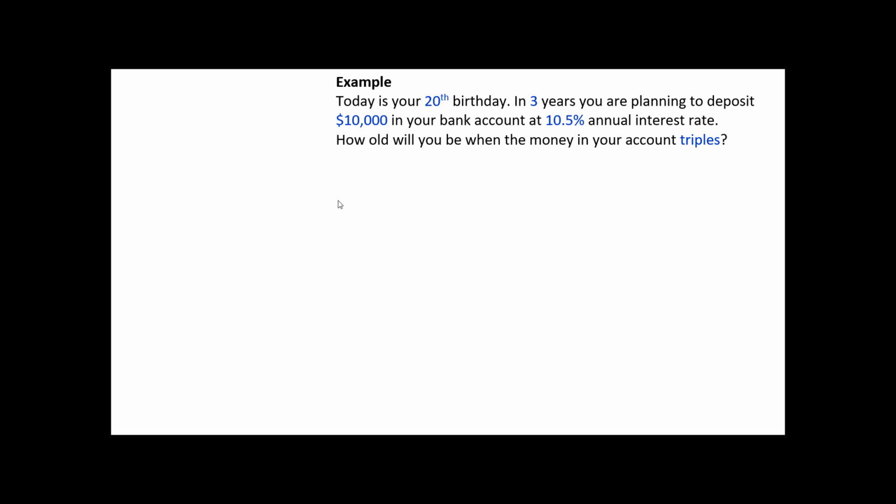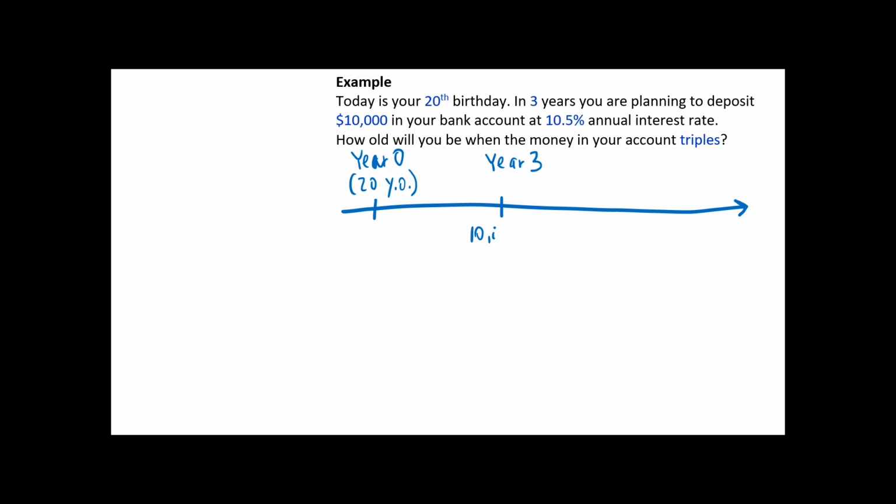Let's start with the timeline. Let's draw this line. This is where we are right now. This is year 0, and you are 20 years old. Then in 3 years, let's mark it as year 3, you're going to deposit $10,000 in your bank account.